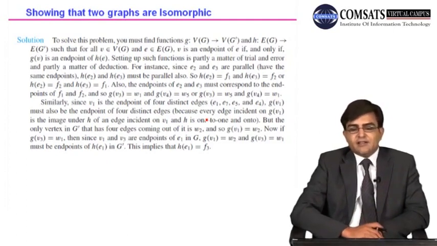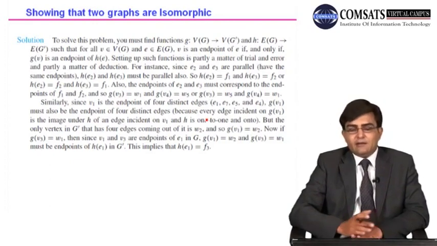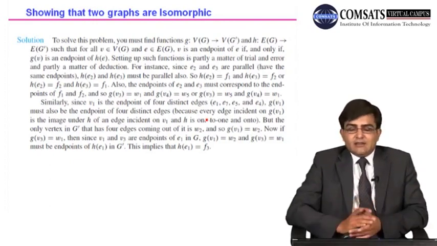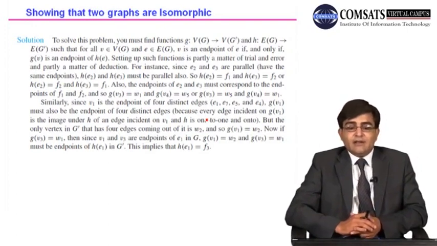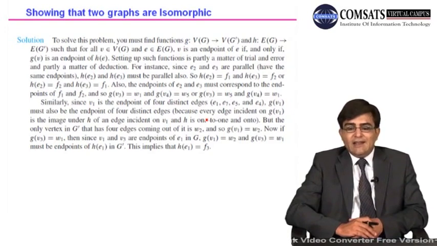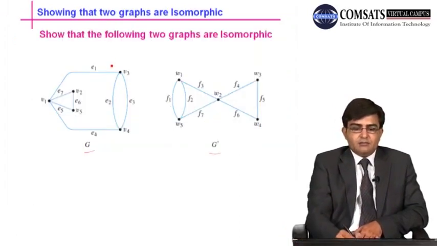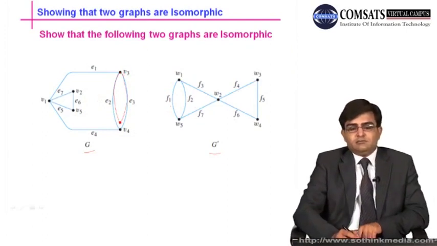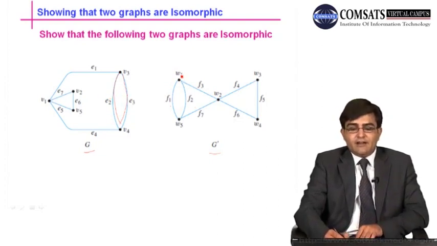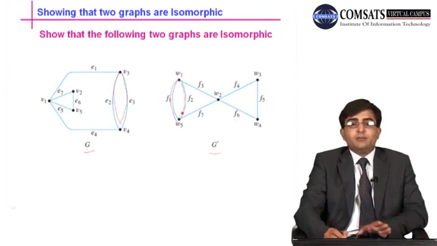So setting up such functions is partly a matter of trial and error. That is, you just use the hit and trial method, just guess, and partly a matter of deduction. That is, you use logic also. For instance, since E2 and E3 are parallel edges, having the same endpoints, these two edges must be related to F1 and F2, because F1 and F2 are also parallel edges.